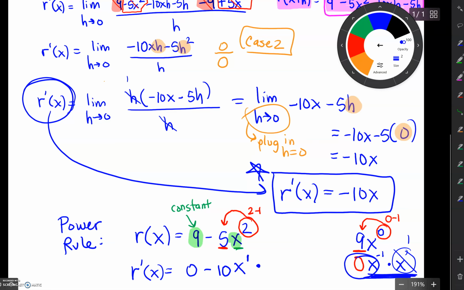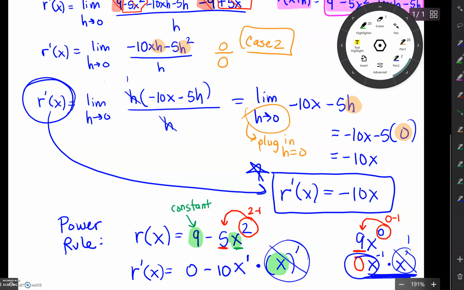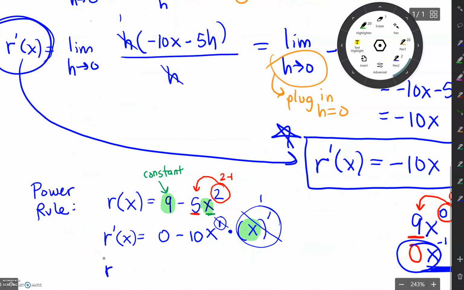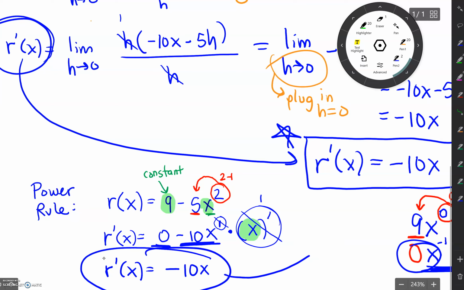And then I need to multiply by the derivative of whatever the base was. And the base is just a plain x. And we know the derivative of a plain old x is just 1 because it's a linear function, y-intercept 0, slope of 1. And we don't write this understood exponent of 1 because that could really get confusing. That could look like a prime. So when we do all this, what do we get? We just get that the derivative is equal to 0 minus 10x, or just negative 10x, which is the exact same answer we got when doing our 4-step process.